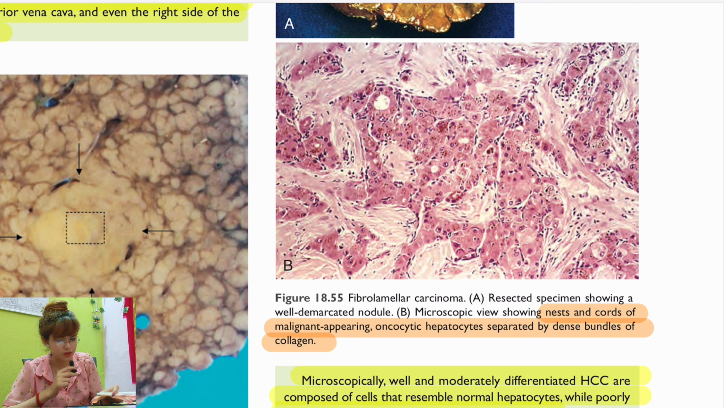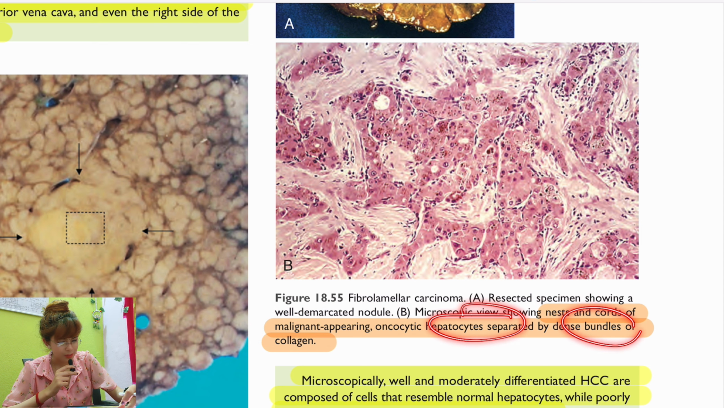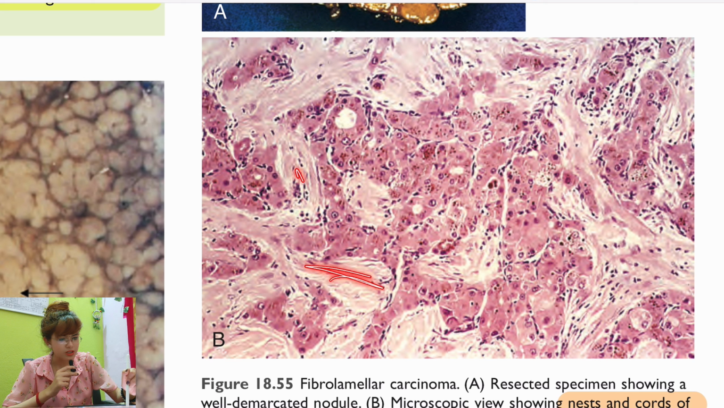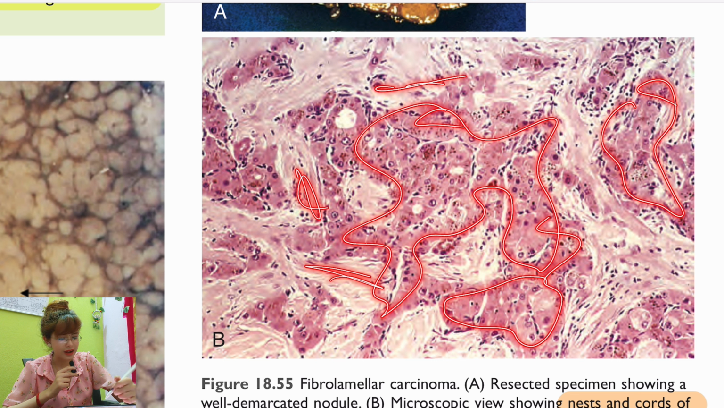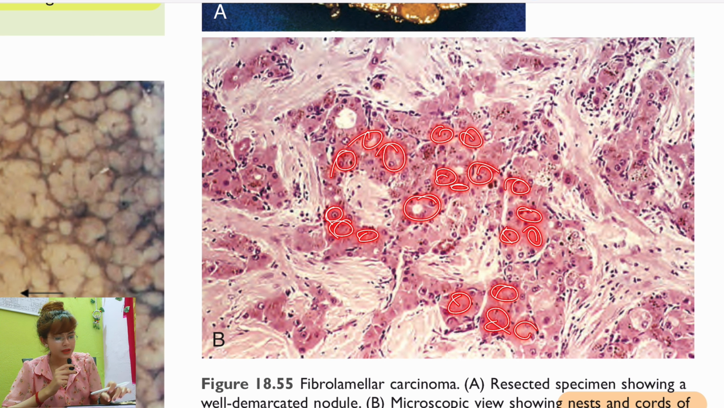Now, this was the fibrolamellar carcinoma that I was talking about, where protein kinase A was getting activated, and these are nests and cords of malignant appearing hepatocytes separated by dense bundles of collagen. You can see there are so many collagenous bundles, and in between you have these nests of malignant hepatocytes, with an oncocytic appearance. Oncocytic appearance means the cells have turned round with eccentric nuclei. This is what you see in the fibrolamellar variant.